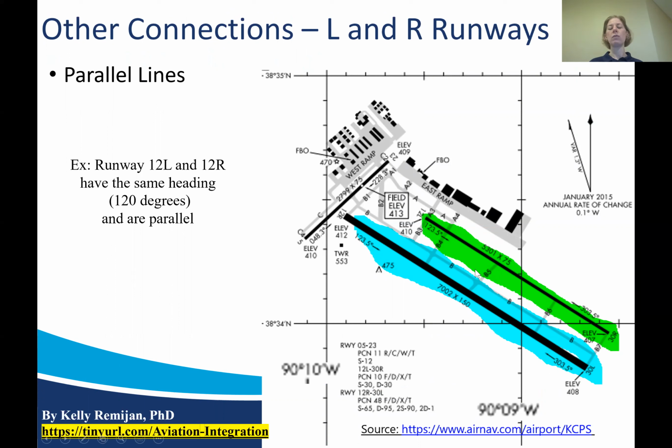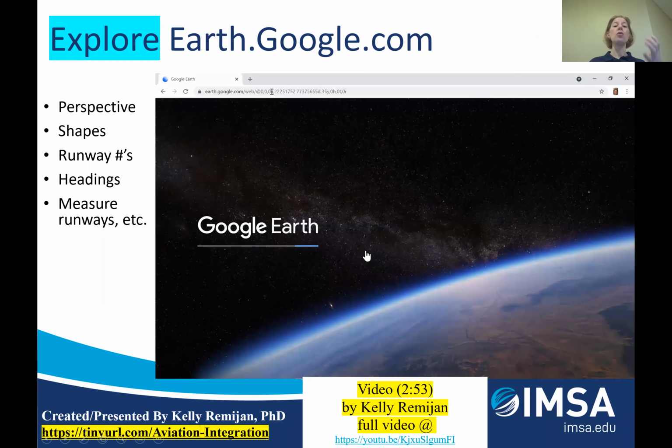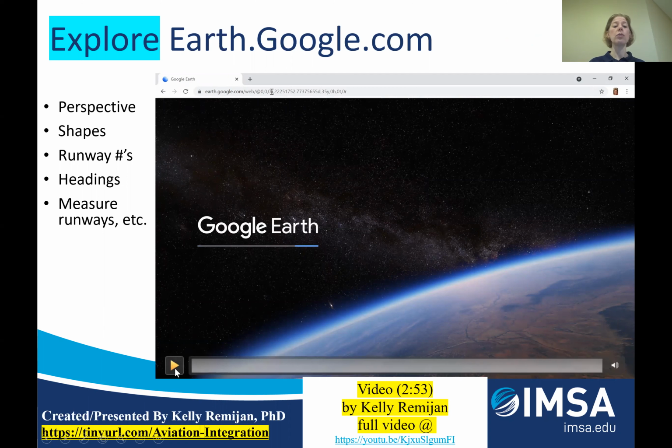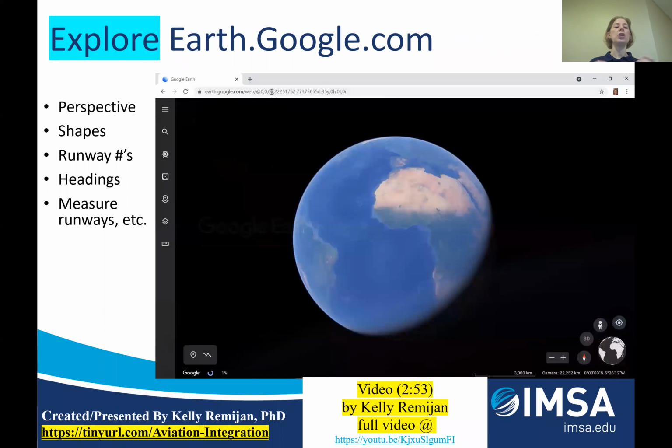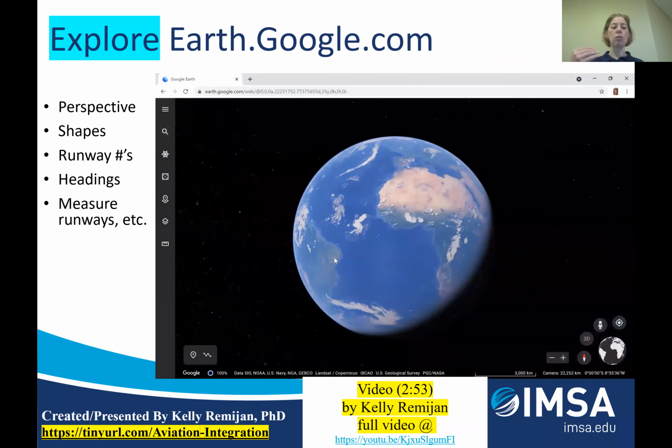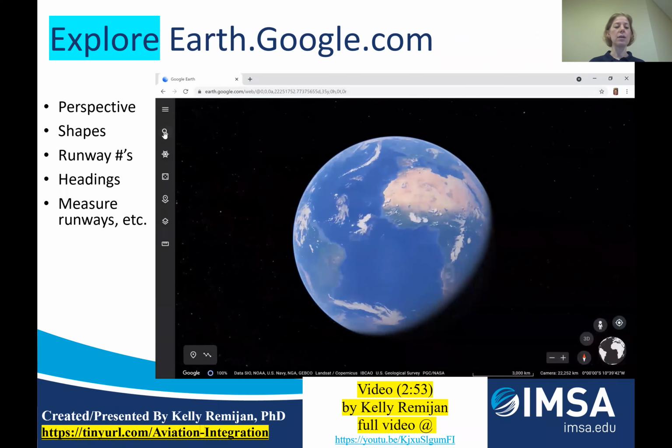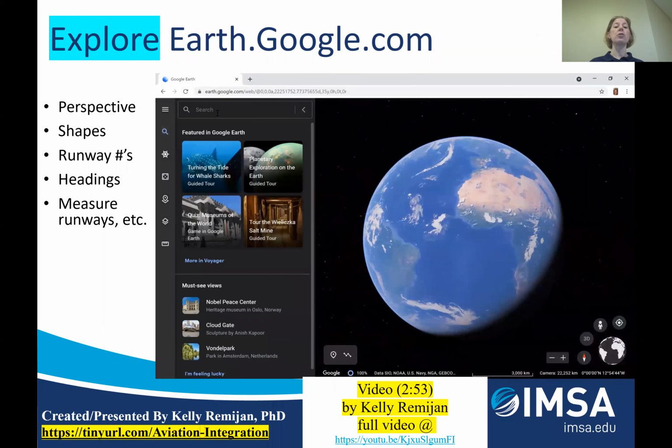So we have parallel runways. This is 12L and this is 12R. They're parallel. Google Earth, I would highly encourage you to explore Google Earth, and we can bring in the idea of shapes. We could talk about runway numbers, headings, and we could also measure runways.